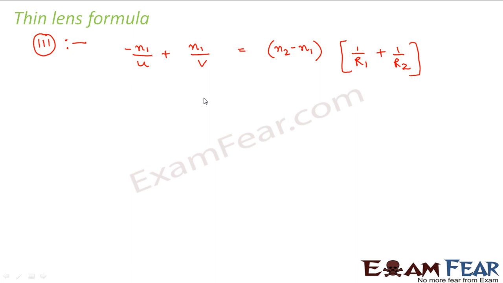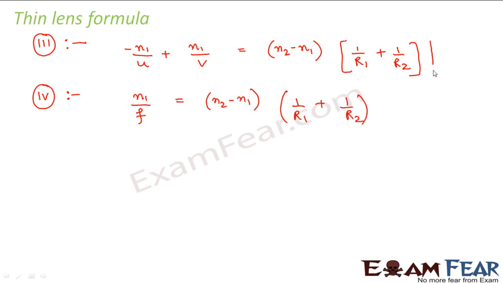So we derived the lens maker formula from this expression. And now, with the help of these two expressions, that is this expression and expression 4, which we obtained for the scenario when the object is at infinity, that time n1 by f is equal to n2 minus n1 into 1 by r1 plus 1 by r2. So using these two expressions, we will now derive the thin lens formula.